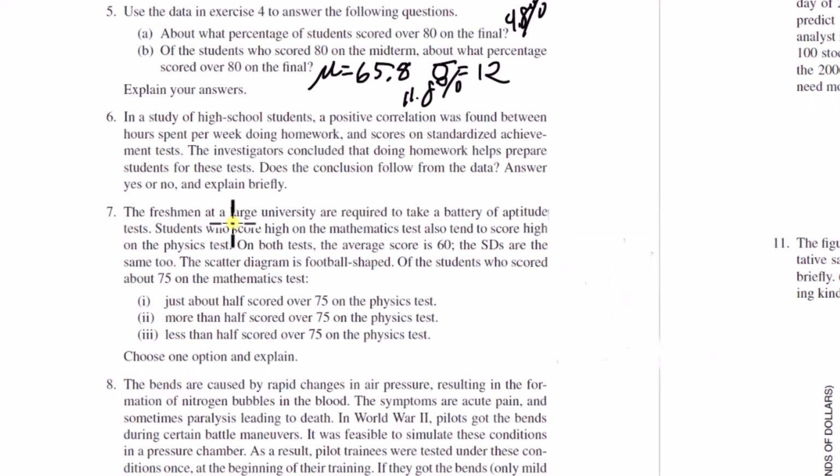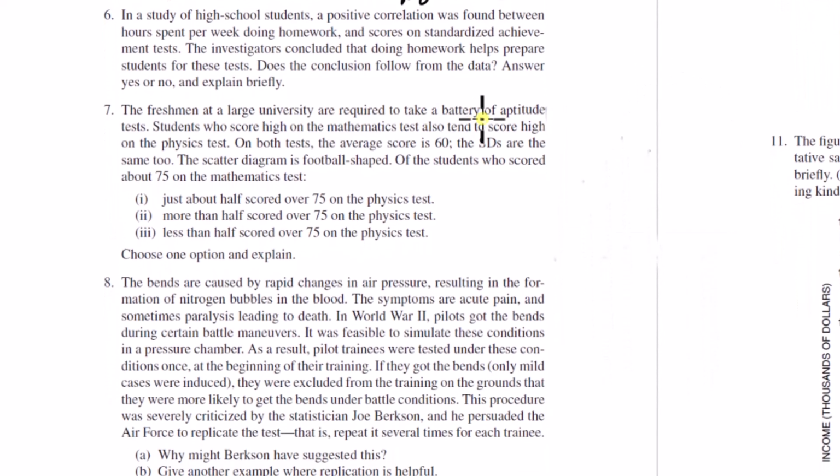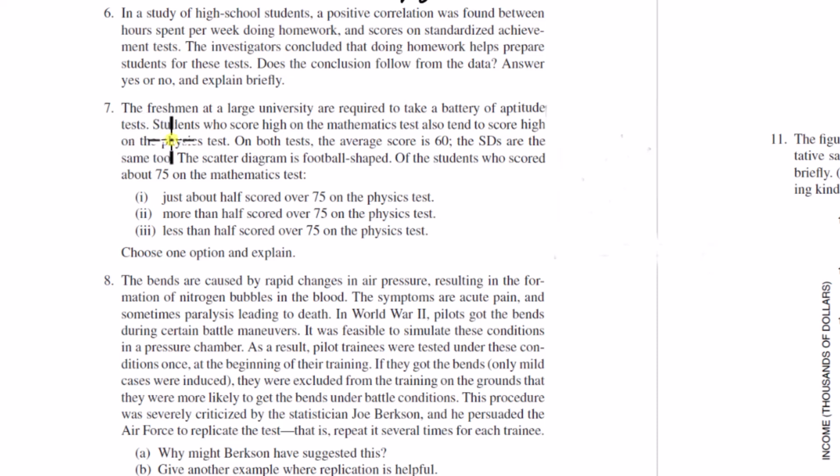The freshmen at a large university are required to take a battery of aptitude tests. Students who score high on the mathematics test also tend to score high on the physics test. On both tests, the average score is 60. The standard deviations are the same too. The scatter diagram is football-shaped. Of the students who scored about 75 on the mathematics test, we want to choose an option here: just about half scored over 75 on the physics test, or more than half scored over 75 on the physics test, or less than half scored over 75 on the physics test.